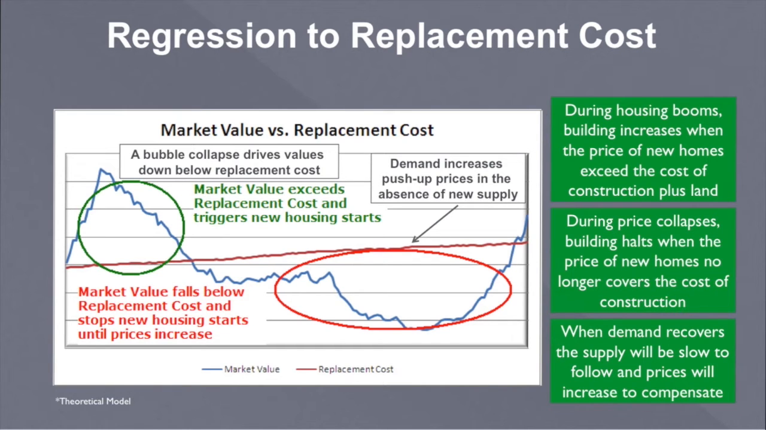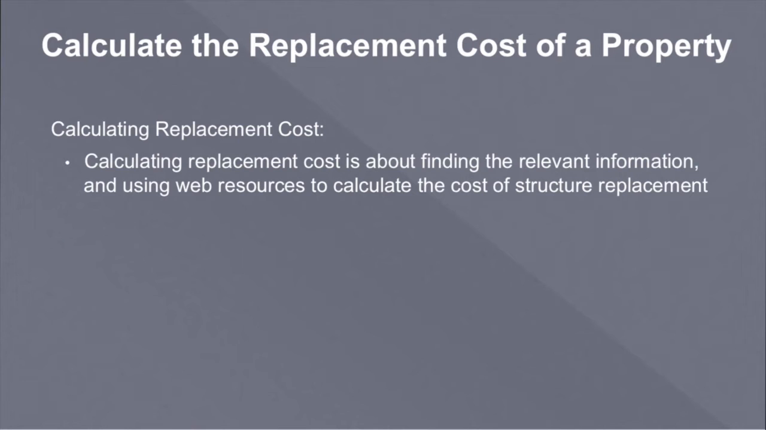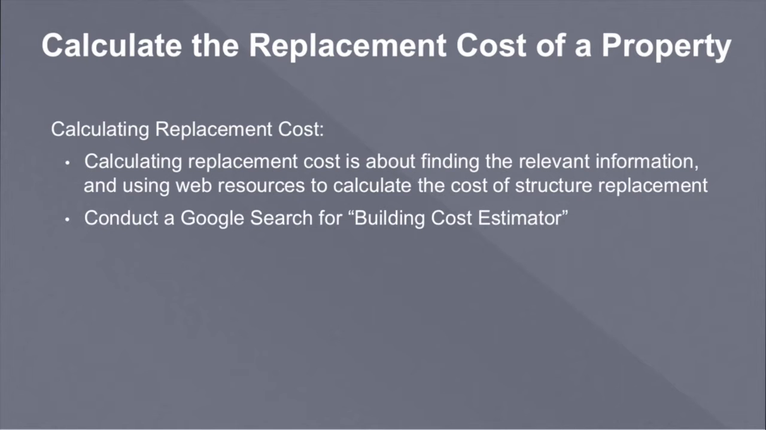Is it appreciation or is it regression to replacement cost? Well, let's examine that just a little bit more, okay? So the first thing we've got to do to examine this is understand how to calculate the construction cost or the replacement cost. Those are kind of interchangeable, although we have to include the land too, of a property, right? So calculating the replacement cost is about finding the relevant information and using internet resources to calculate the cost of rebuilding, of building that structure. This is exactly how an insurance company thinks. Because if the house burns down, if the apartment building burns down, they've got to rebuild it, okay? And that's what they really look at.